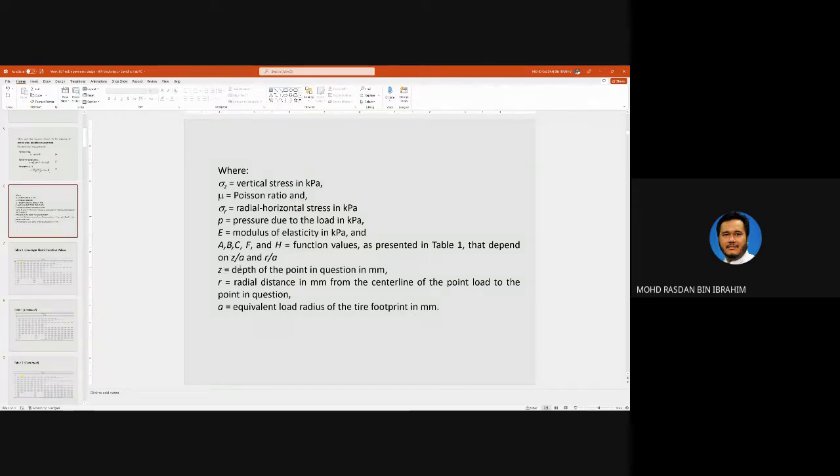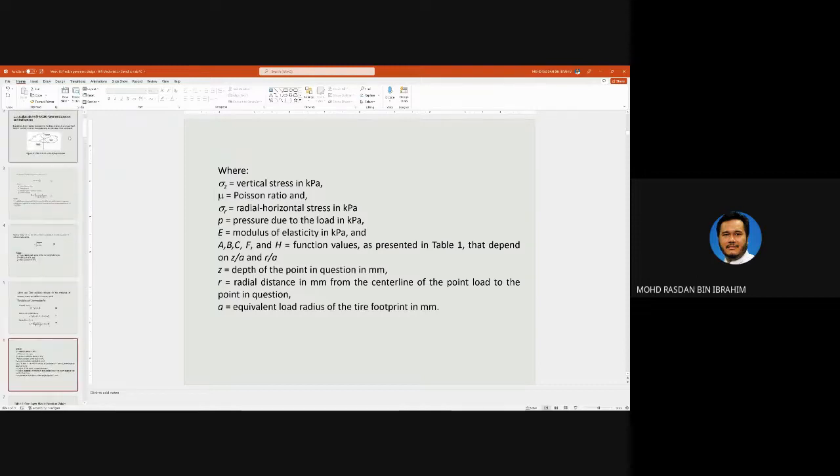Z is the depth of the point in question. So you have a tire stopping on the pavement. So Z is the depth underneath the pavement at which you want to estimate the stress and also the deflection. R is the radial distance from the center line of the point load to the point in question.